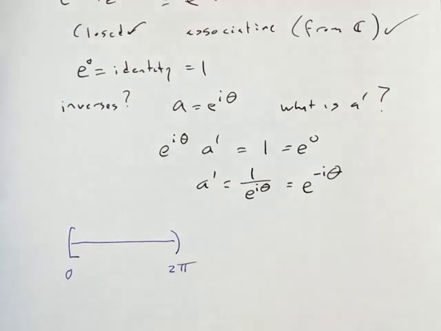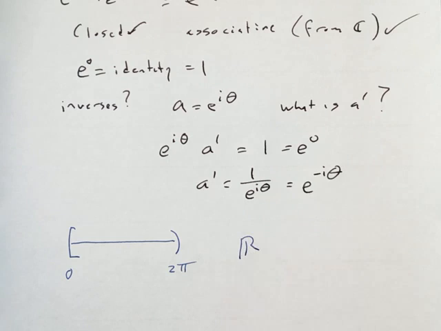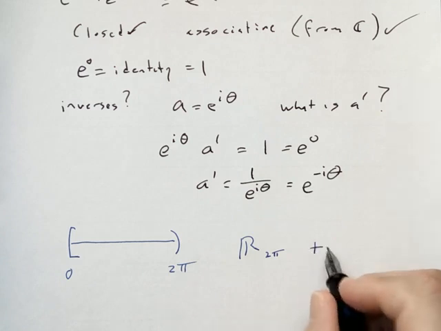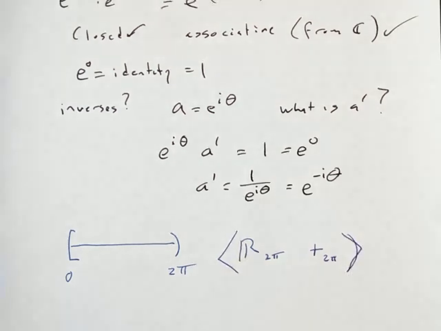Let's consider the interval from 0 to 2 pi. The whole piece of the real line, right? But notice, I've got a closed end here at 0. I've got an open end there at 2 pi. I'm going to call this the piece of the real line that starts at 0, ends at 2 pi. That's an interval. I'm going to think about this under addition mod 2 pi. Sorry, that should be an angle bracket.